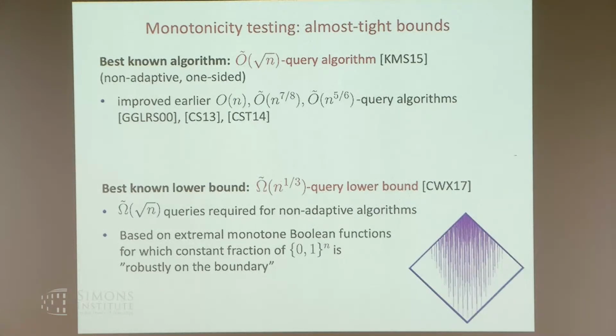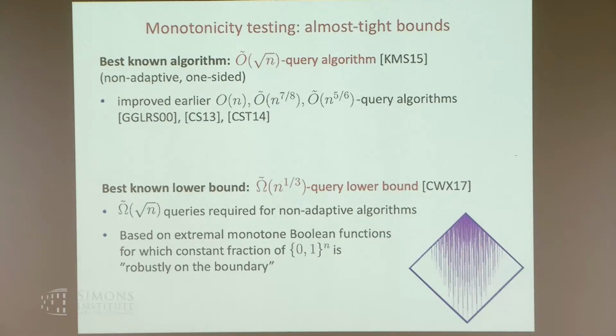Fortunately, we don't have to do any work because the community has done a lot of work for us over the years. This has been an intensively studied problem, and to cut to the chase, we have almost matching upper and lower bounds. It's known that with n to the 1/2 queries, this is a famous result of Khot, Minzer, and Safra, we can test whether our function is monotone or far from monotone. And there's also an almost matching lower bound due to Chen, Waingarten, and Xie, n to the 1/3 queries. So instead of something exponential like 2 to the square root n to learn the function, this small degree polynomial number of queries is necessary and sufficient for testing monotonicity.